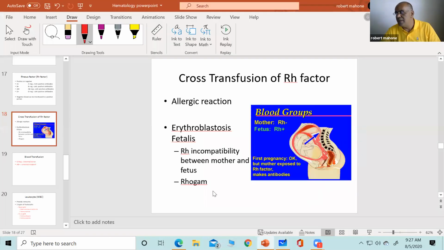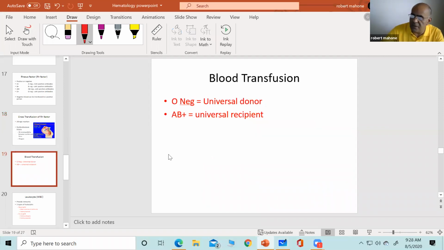All right, so anyway, that's erythroblastosis fetalis. Okay, and have this in your notes. O negative is a universal donor. AB positive is a universal recipient.